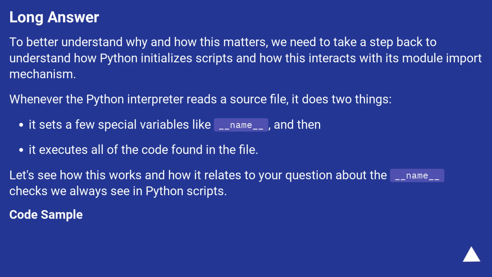Long answer. To better understand why and how this matters, we need to take a step back to understand how Python initializes scripts and how this interacts with its module import mechanism. Whenever the Python interpreter reads a source file, it does two things. It sets a few special variables like __name__, and then it executes all of the code found in the file. Let's see how this works and how it relates to your question about the __name__ checks we always see in Python scripts. Code sample.